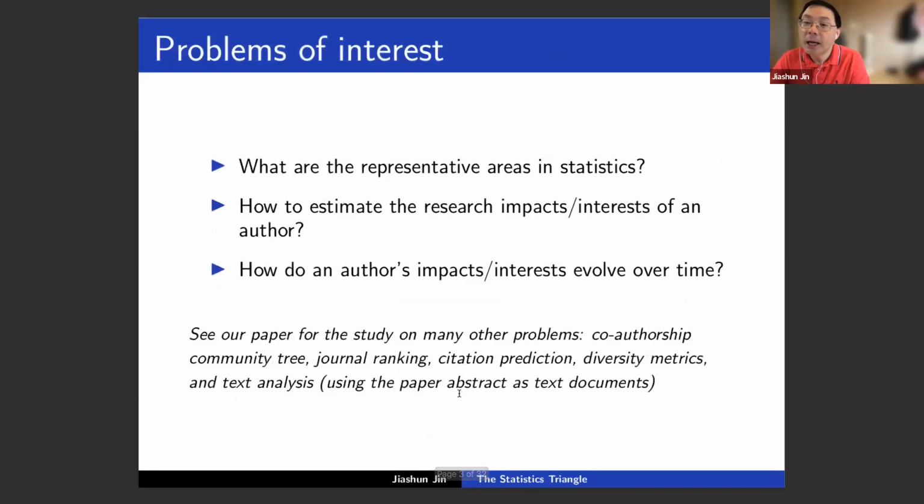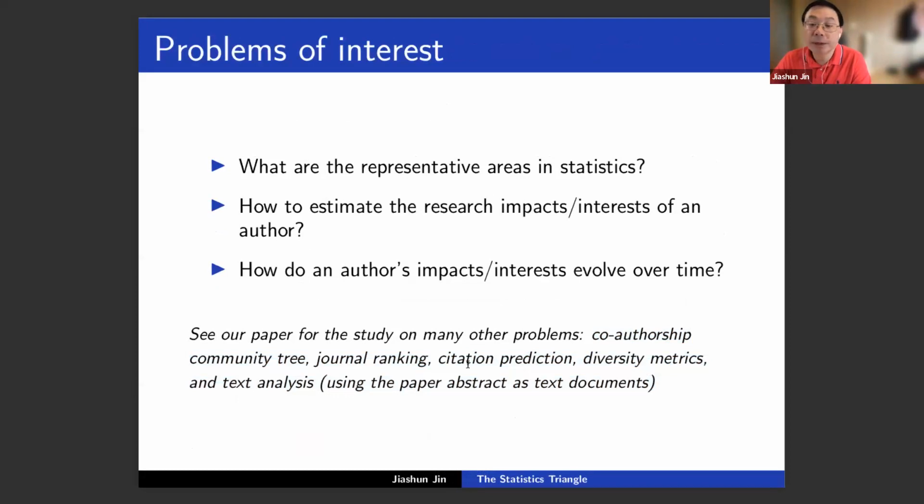There are many problems you can study. You can refer to our papers; for example, you can study co-authorship communities, journal ranking, citation prediction, and so on and so forth. For the interest of time, today we are going to focus on 3 problems. These 3 problems are intertwined with each other.